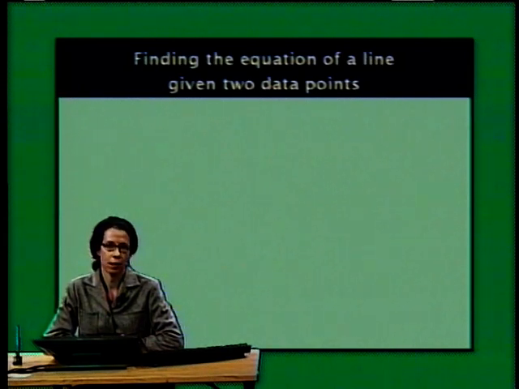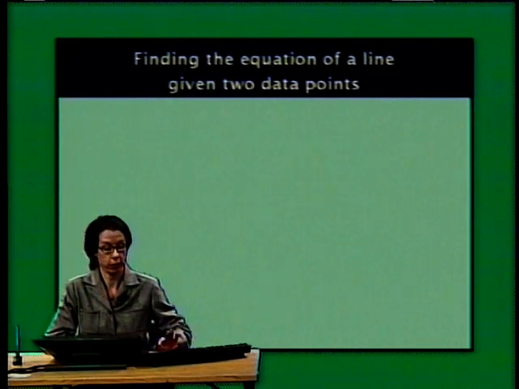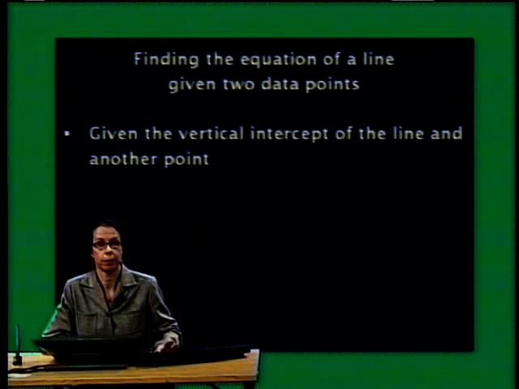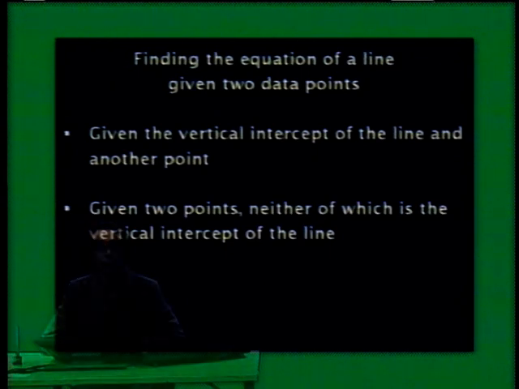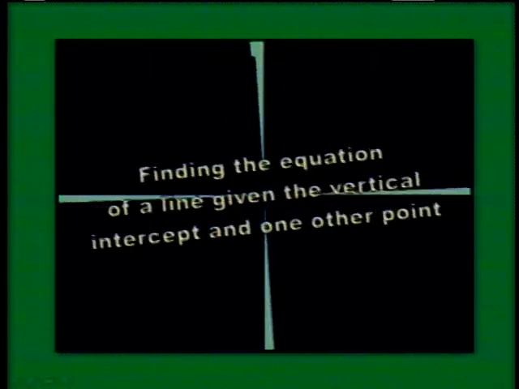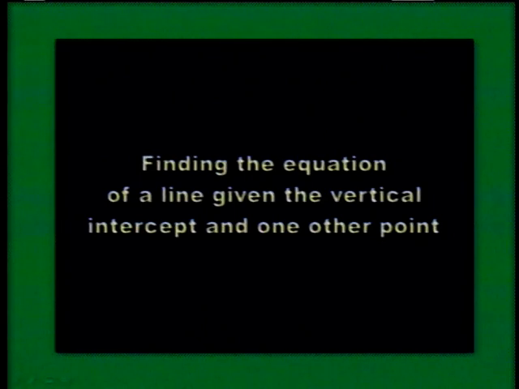So in this last part of the lesson, we're going to find the equation of a line given two data points. We're going to start with some examples where one of the data points is the vertical intercept. Then we'll do examples where we have 2 points, neither of which is the vertical intercept of the line. We'll summarize our strategy, and we'll finish up with one application. So let's start with finding the equation of a line given the vertical intercept and one other point.